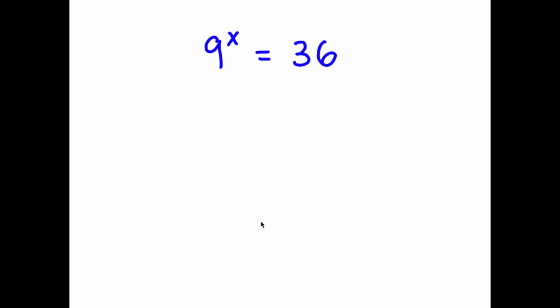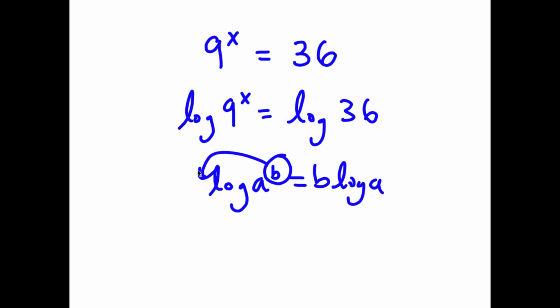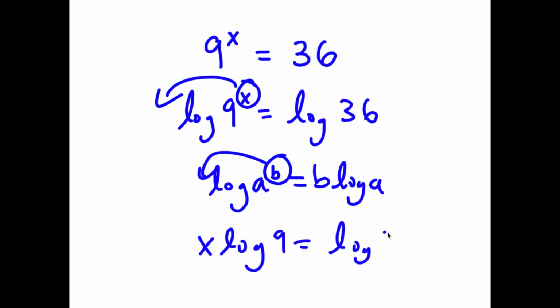Alright, so in this problem, I have 9 to the power of x is equal to 36. So to solve this, I'm going to first start by taking the log on both sides. So now I have log of 9 to the power of x is equal to log of 36. And if I have something in the form log a to the power of b, I can move this exponent b to the front. So now I have b times log a. So log 9 to the power of x, we move x to the front. So now I have x times log 9 is equal to log 36.